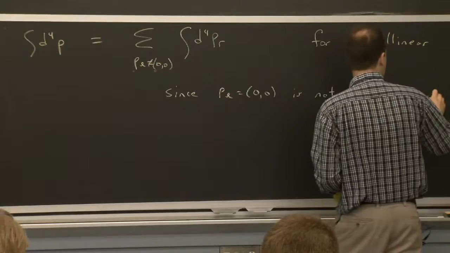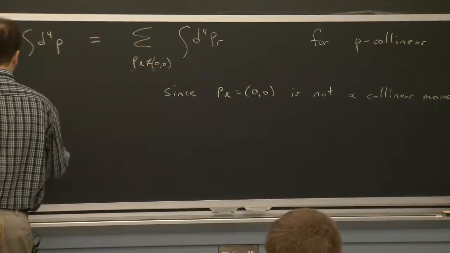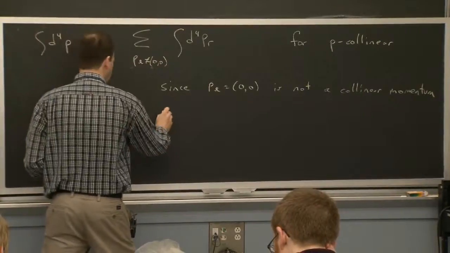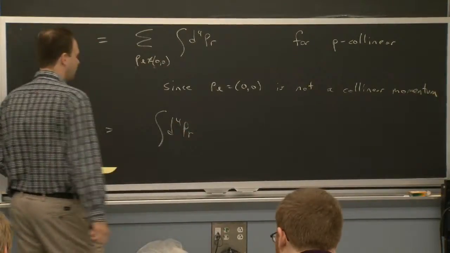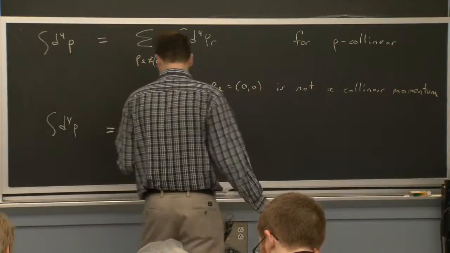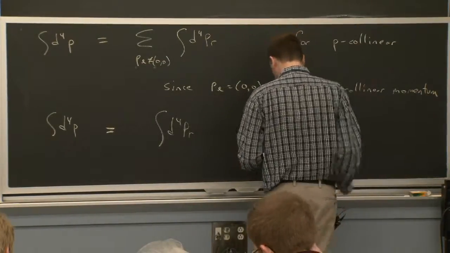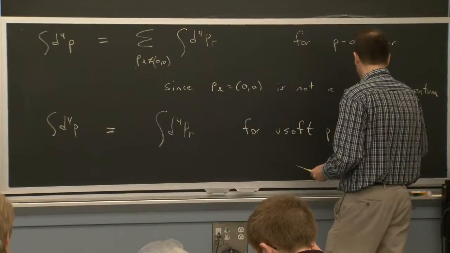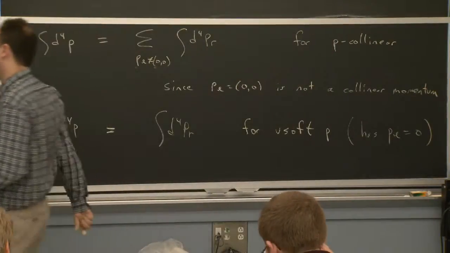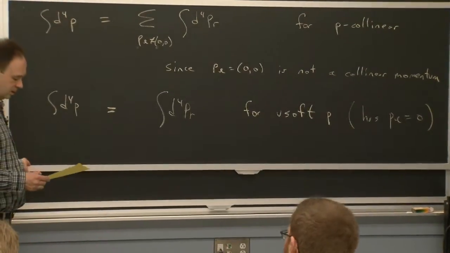And actually, that box is exactly what you think of as the ultrasoft momentum. So if you have an integral d4p and p is ultrasoft, there's no sum, and you just have integral d4pr. That's like integrating over the 0, 0 location in the grid. OK, so you can see that together we cover all possible places for an integration, and we actually don't do any double counting with this setup.